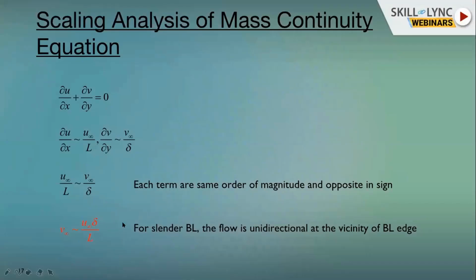Such a situation is known as a slender body, or a very long body, where the flow is almost unidirectional, because V infinity will gradually approach 0. If the term U ∂/∂L is equal to 0, then V infinity equal to 0 means the flow is unidirectional. Those kinds of things are known as a slender body, right?